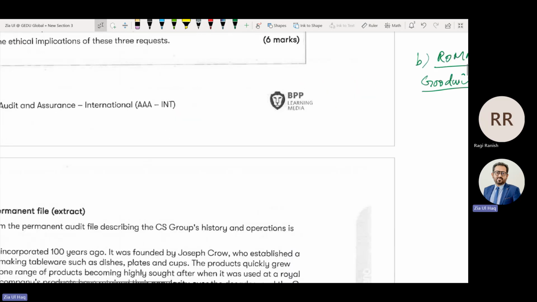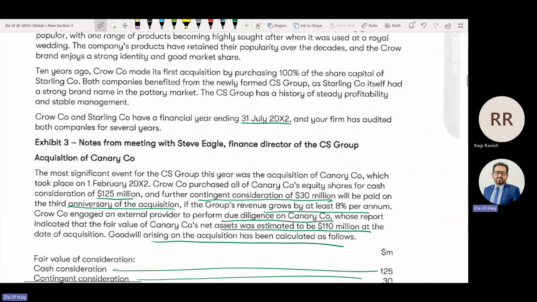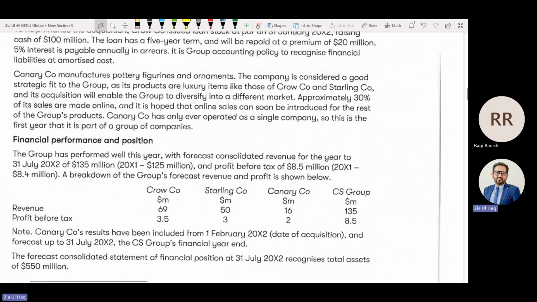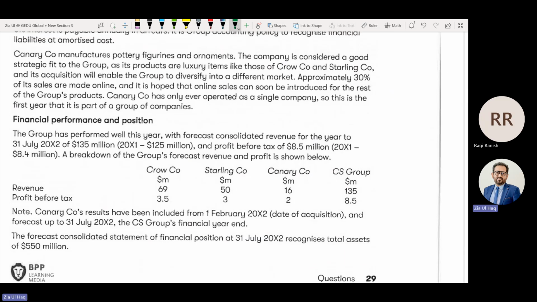How much is the value of goodwill? In the financial statements it is 45 million. Can we compare goodwill with any of the figures? Yes, the figures of our group are given here. Crow Company revenue and profit given, Starling Company revenue and profit given, Canary Company revenue and profit given, and CS Group profit and revenue given. But goodwill is a balance sheet item, not an income statement item. We cannot compare it with the revenue or profit.